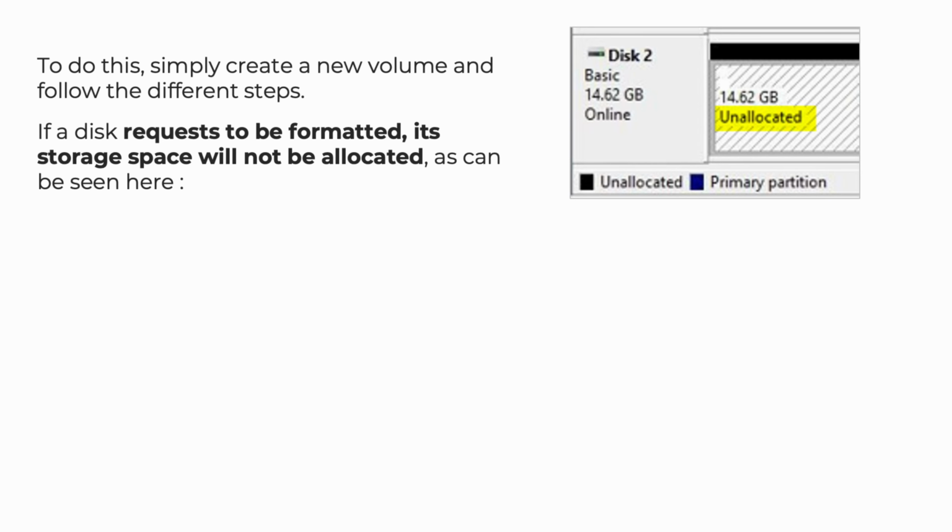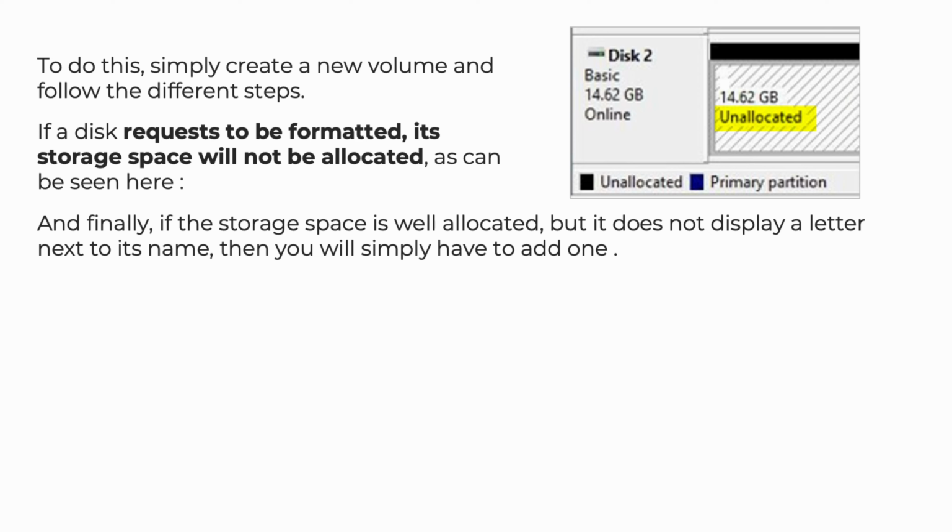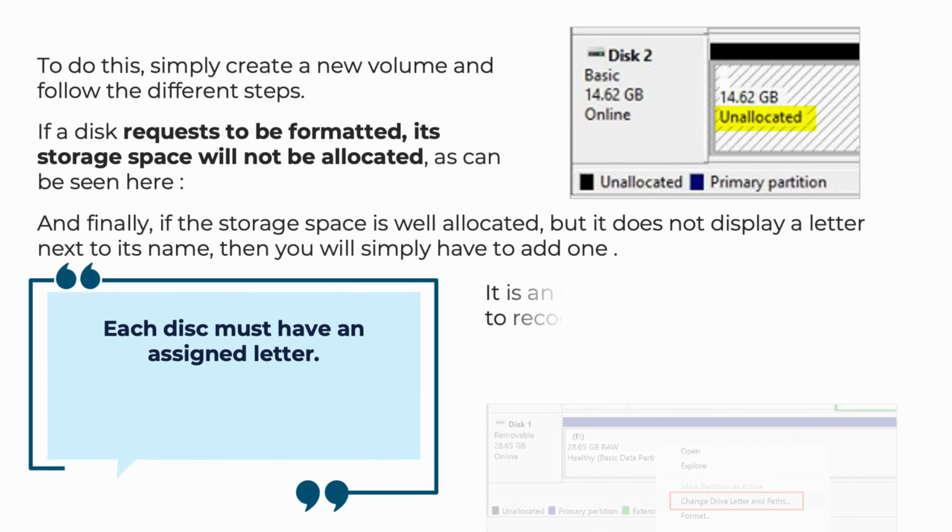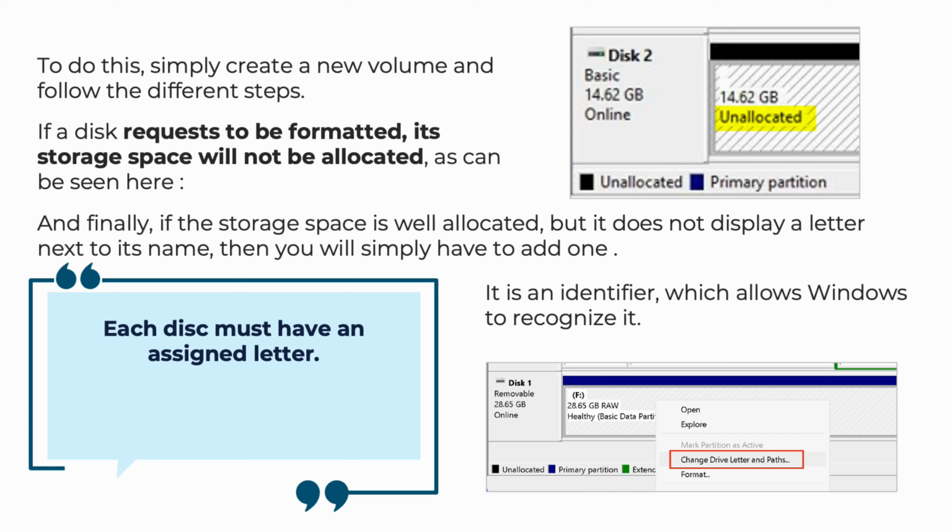If a disk requests to be formatted, its storage space will not be allocated, as can be seen here. So be careful, because if you create a new volume, well, all the data will be erased, because the tool will proceed to a complete formatting of the disk to put it in the right format. And finally, if the storage space is well allocated, but it does not display a letter next to its name, then you will simply have to add one. Each disk must have an assigned letter. It is an identifier which allows Windows to recognize it. So, no letter, no disk.